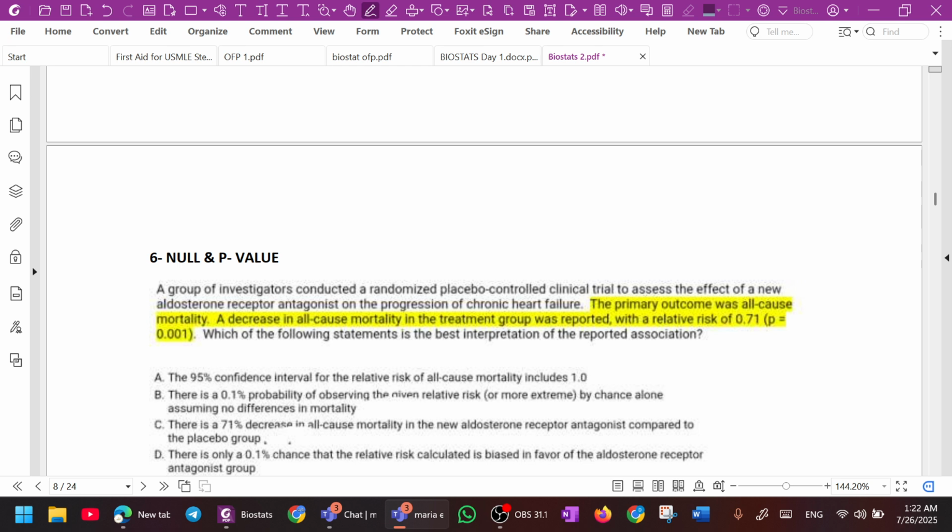A group of investigators conducted a randomized placebo controlled clinical trial to assess the effect of a new aldosterone receptor antagonist on the progression of chronic heart failure. The primary outcome was all-cause mortality. A decrease in all-cause mortality in the treatment group was reported with the relative risk 0.71, p-value 0.001. Which of the following statements is the best interpretation of the reported association?